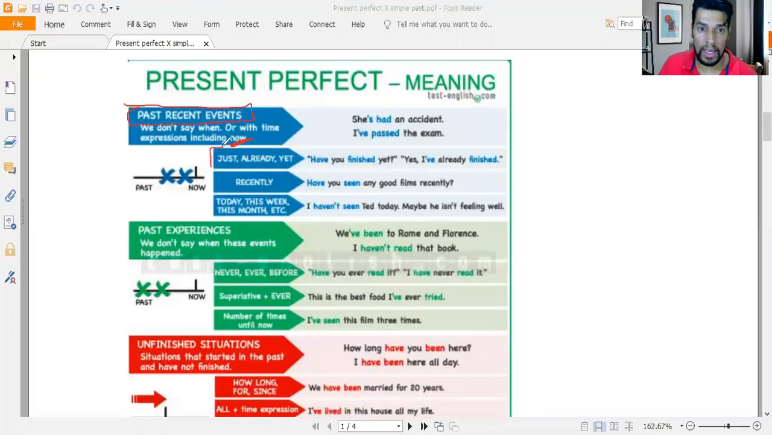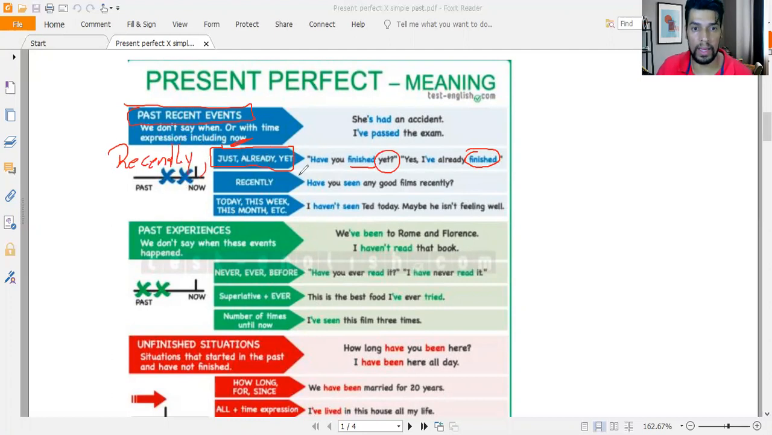Another one. Guys, this one is very good to use as a tip when you see just, already, yet. Have you finished yet? Yes, I've finished. I've already finished. So we still can use one word, recently.